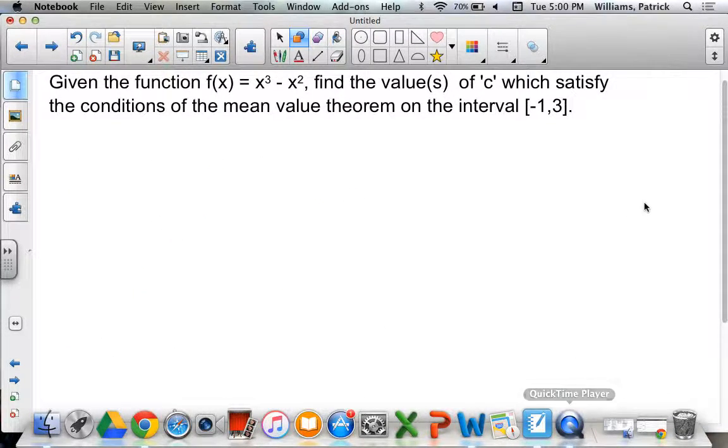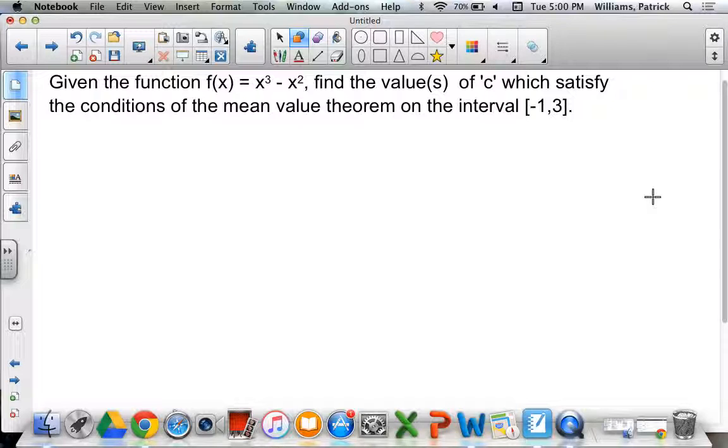Okay. All right, cool. Open your eyes and now look at this problem. We are given the function f of x is x cubed minus x squared. Find the values of c which satisfy the conditions of the mean value theorem on this particular interval. So go ahead, give that a shot, pause the video.